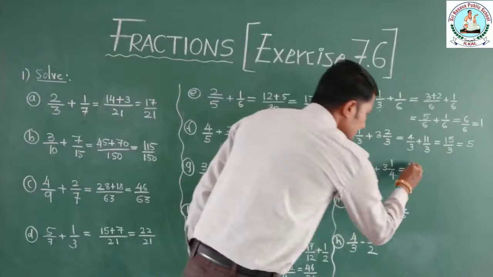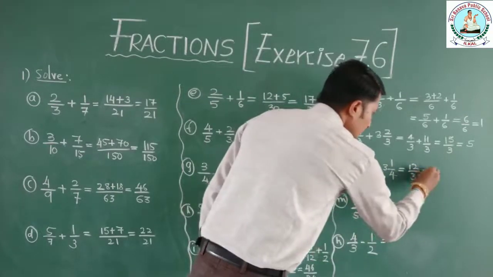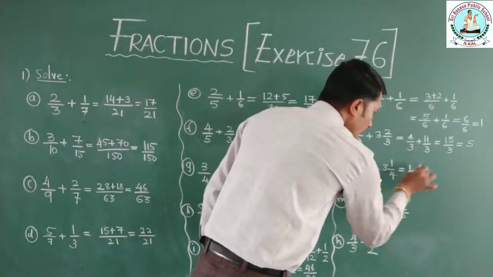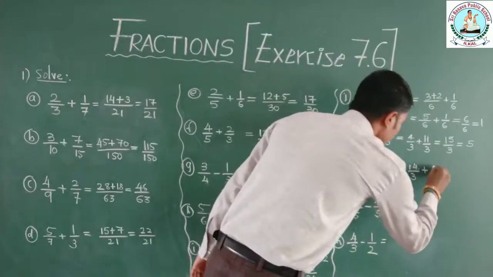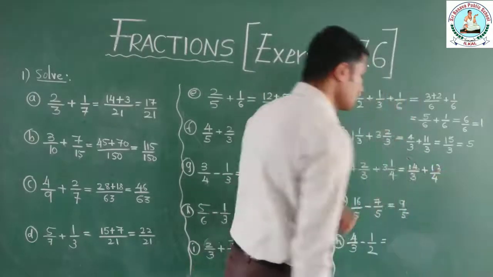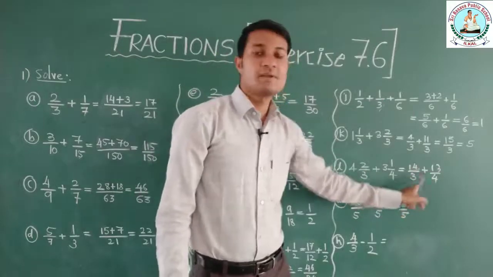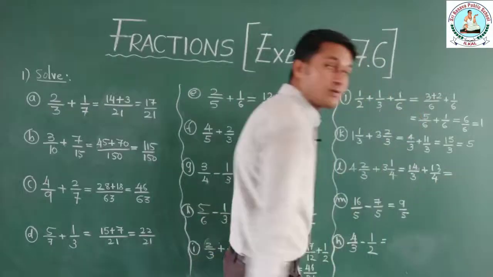3 4s are 12, and 2 more, so 12 plus 2 will be 14, not 12. Okay, 14 by 3. Similarly, 4 3s will be 12, then 13 divided by 4. So now you've got a new problem with different denominators, which means they are unlike fractions. So just add them by cross multiplying.